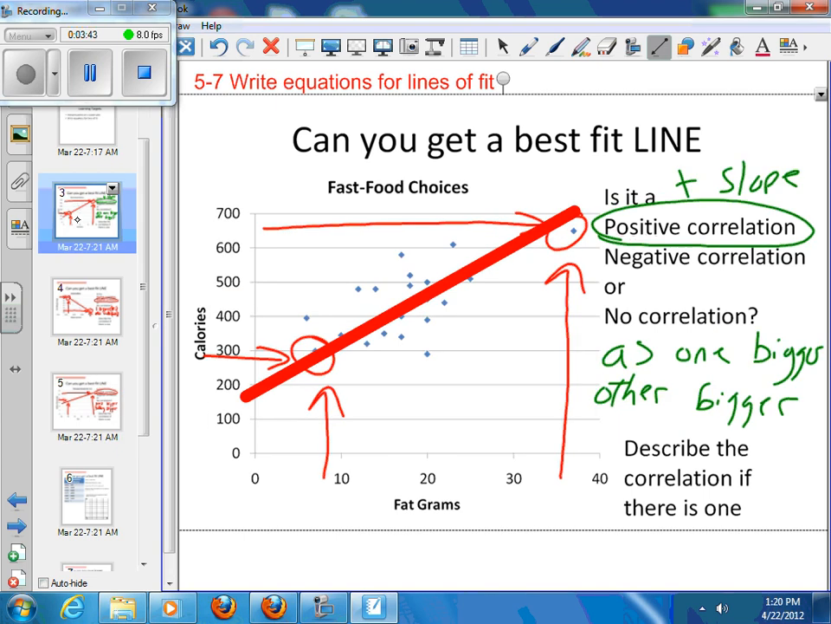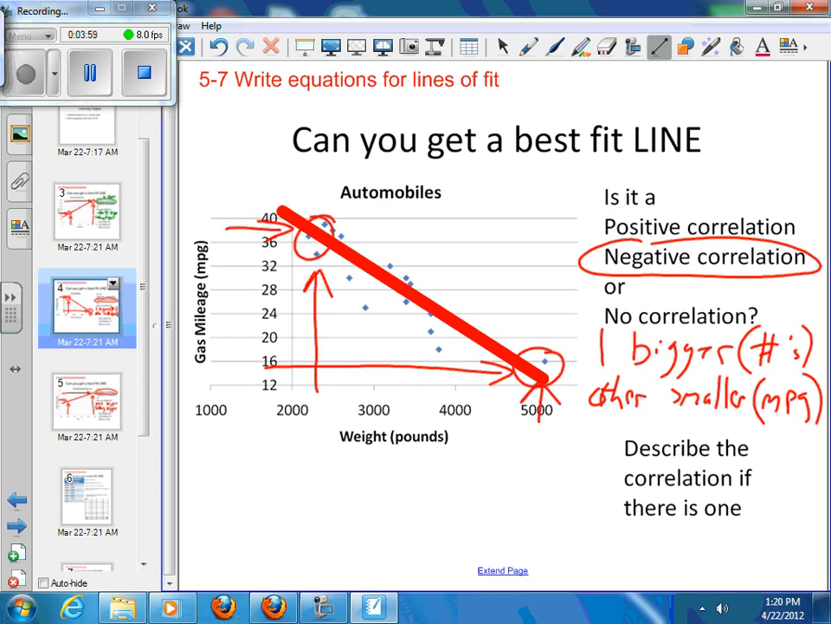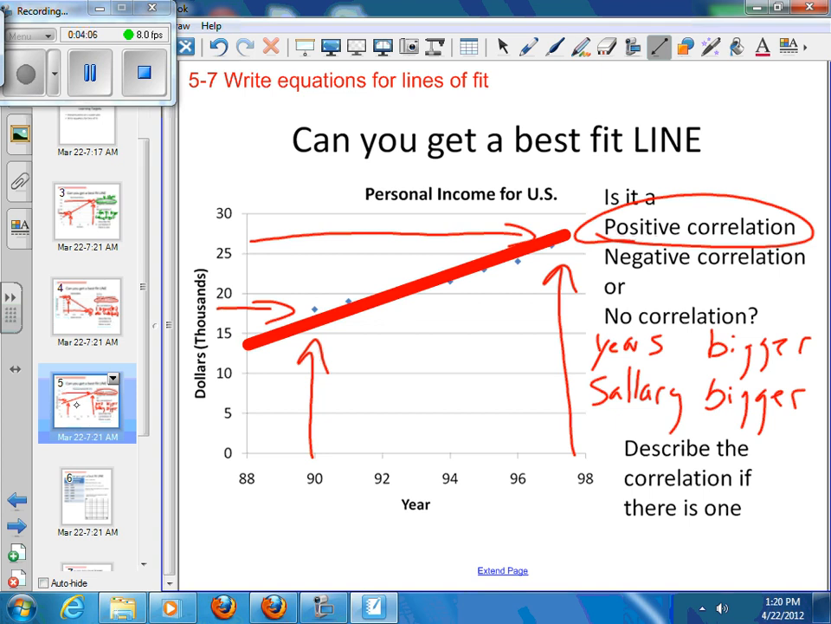So again, as the first one gets bigger, as fat gets bigger, we get more fat, we're going to get more calories. So bigger and bigger, it's a positive correlation. As weight gets bigger, gas mileage gets lower. One's bigger, one's smaller. That's a negative correlation, negative slope. And in this one, as the year gets bigger, as we go on through the years, we start earning more per year. So bigger and bigger, again, positive correlation, positive slope.